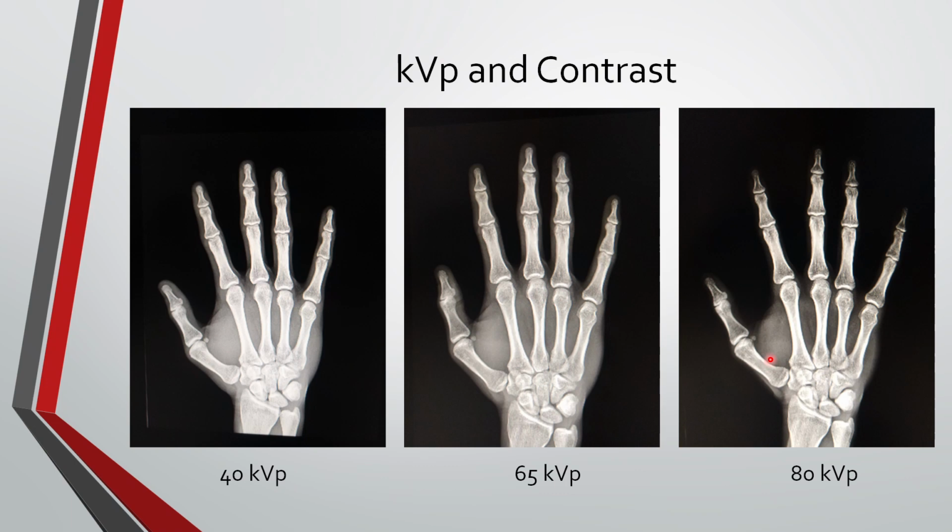We can also see the different muscle structures, from here to here, better represented than even here. So this is a longer scale of contrast. It's still very dark, but there's also white, and there's also more grays in between, with a higher kVp.